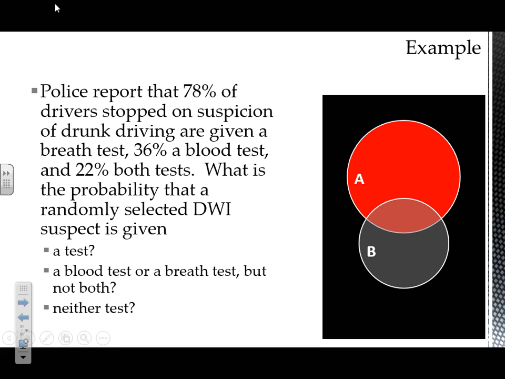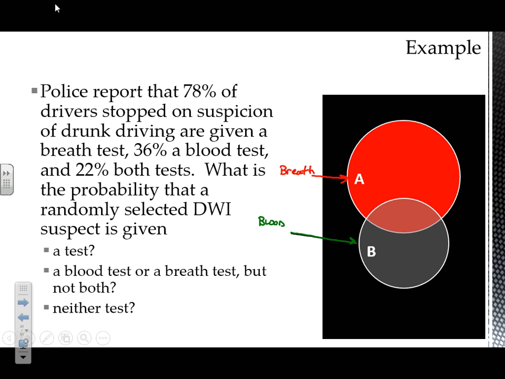So in this particular case, event A is going to denote the breath test, and event B is going to be the blood test. So basically, create your two events, show the overlap, and now what we're going to do is start figuring out how this is going to look here. Okay? So 78% of all drivers stopped get a breath test, 36% get a blood test, 22% get both tests.